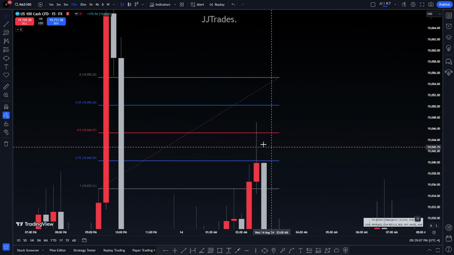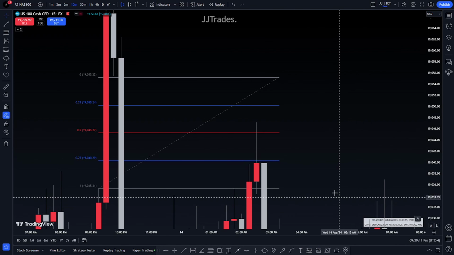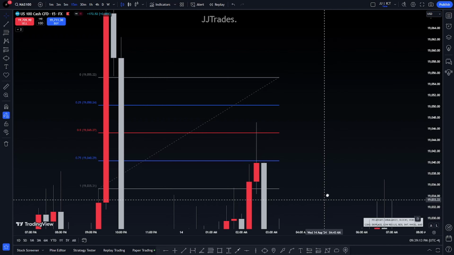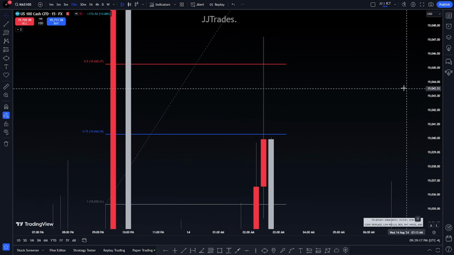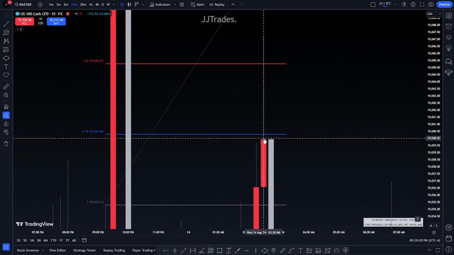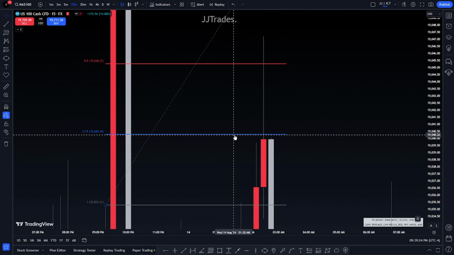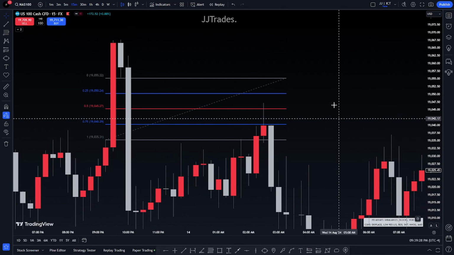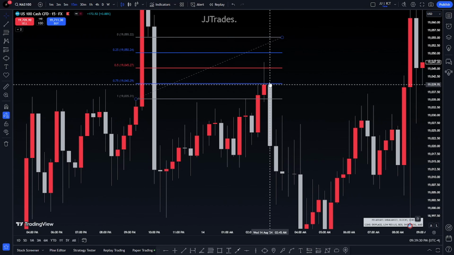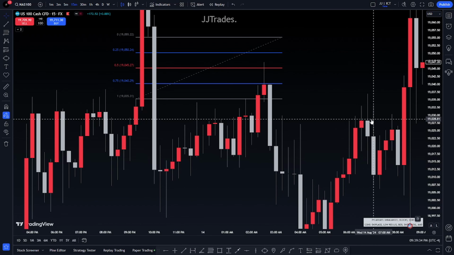But seriously, we came to the consequent encroachment and rejected off of it. We didn't push higher. And look, we came to the lower quadrant, and what did we do? We closed right below it. See that? We came into the consequent encroachment and lower quadrant and closed right below them precisely. And that's an indication that price is going to dump. And it did just that.